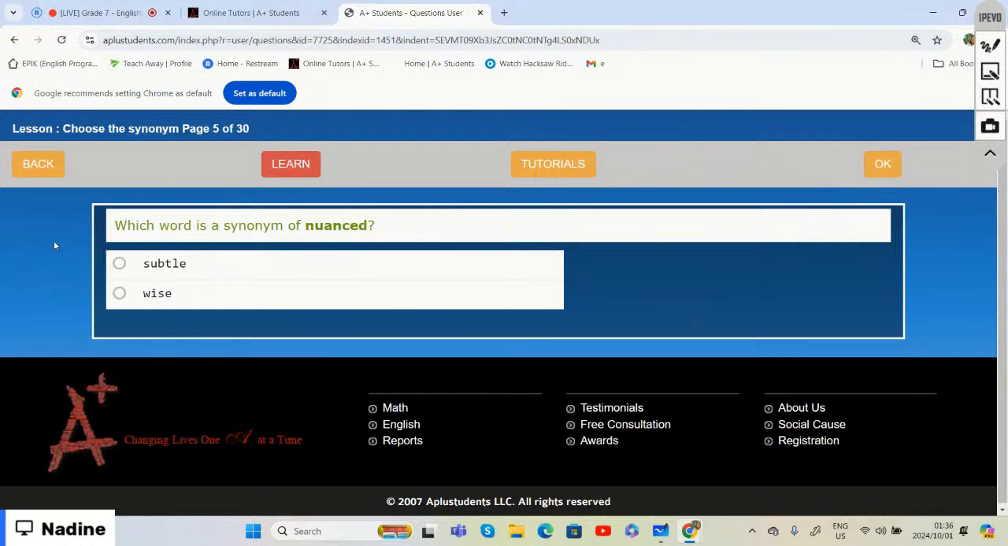All right, let's do one more. It says, which word is a synonym of nuanced? Synonym of the word nuanced. Is it subtle or is it wise? So another word for nuanced. Is it subtle, option one, or wise, option two?